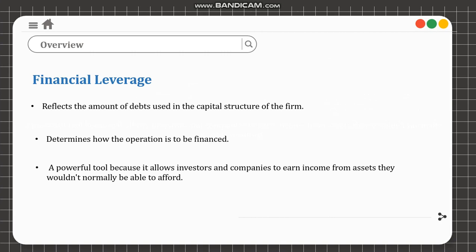As it is defined, financial leverage reflects the amount of debt used in the capital structure of the firm. It also determines how the operation is to be financed. It is also a powerful tool because it allows investors and companies to earn income from assets they wouldn't normally be able to afford.